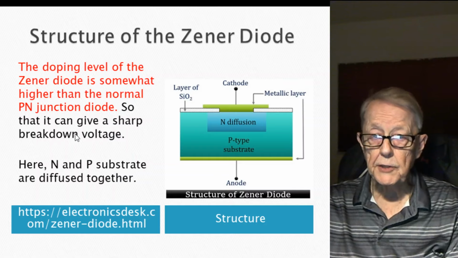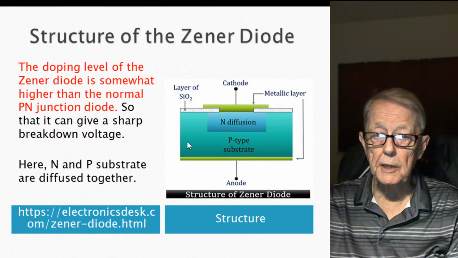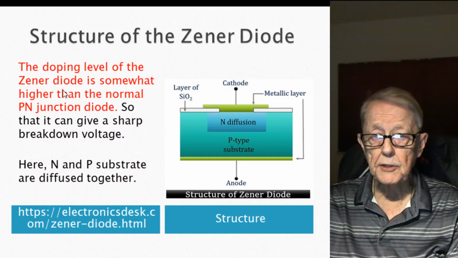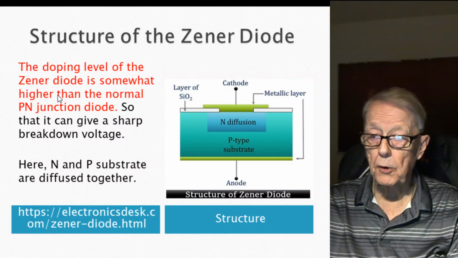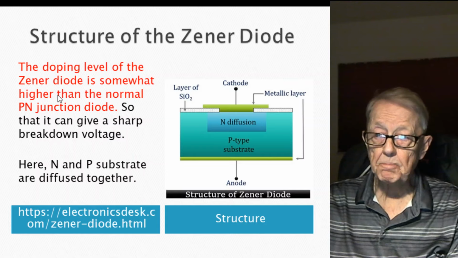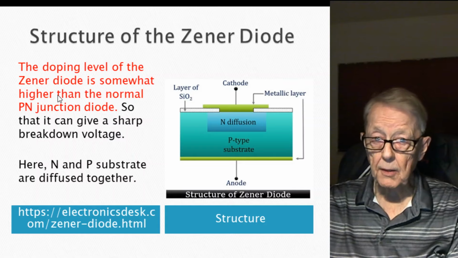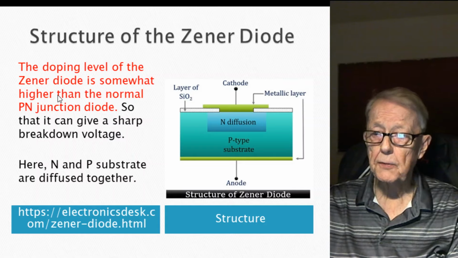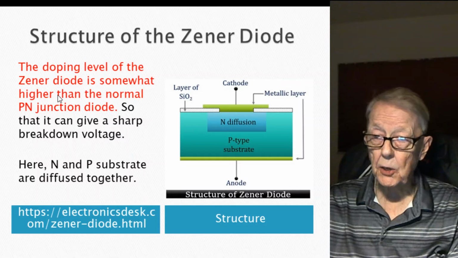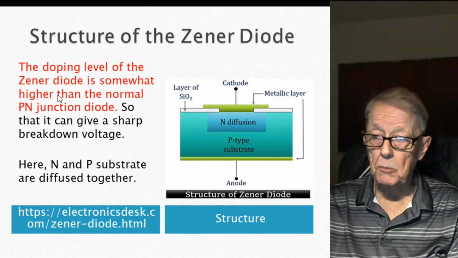The structure of the Zener diode. This is a physical structure from this link. And here they say the doping of the Zener diode is somewhat higher than normal. The other one said very high. I think it's my opinion, because I'm not an expert in doping, that the Zener voltage itself is somewhat determined by how highly it is doped, or it may be somewhat less, somewhat more, giving different voltages.